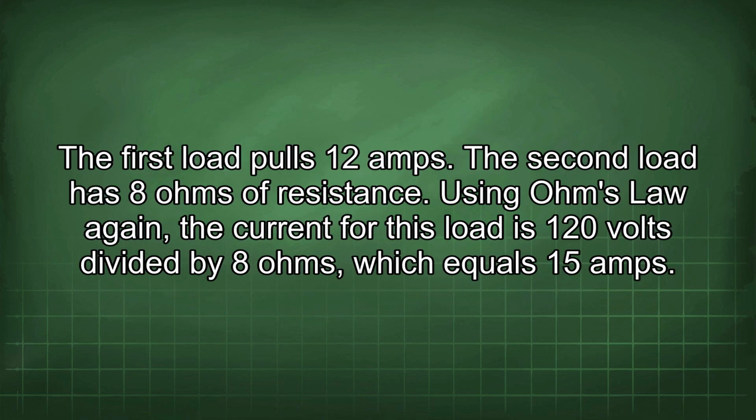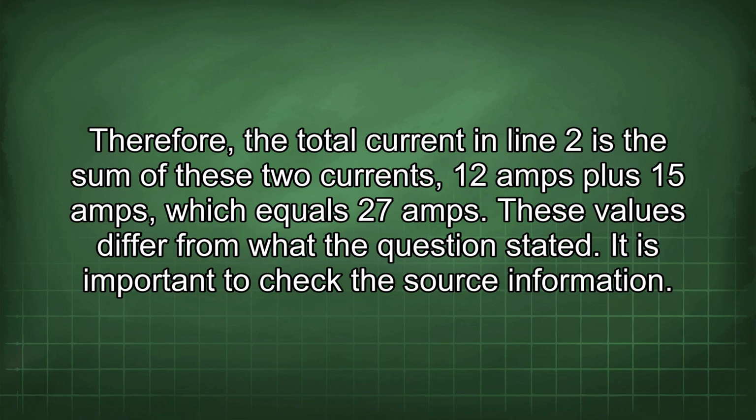The first load pulls 12 amps. The second load has 8 ohms of resistance. Using Ohm's law again, the current for this load is 120 volts divided by 8 ohms, which equals 15 amps. Therefore, the total current in line 2 is the sum of these two currents, 12 amps plus 15 amps, which equals 27 amps. These values differ from what the question stated. It is important to check the source information.